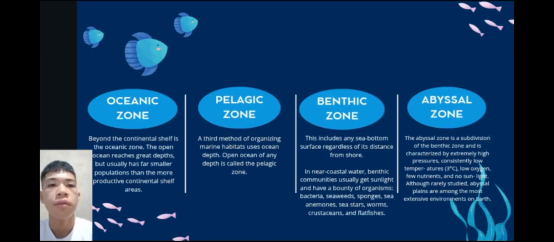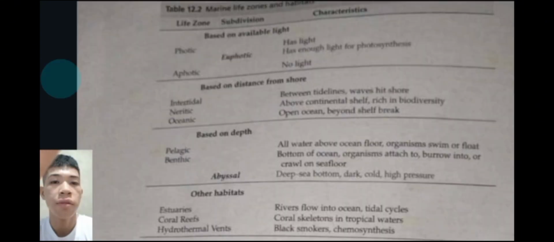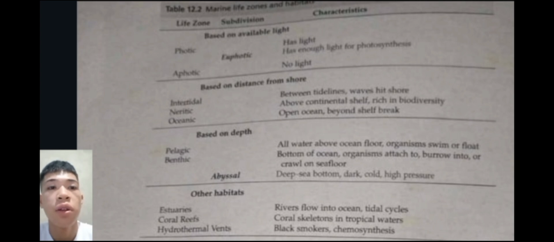So let's proceed. Oceanic zone, pelagic zone, benthic zone, and abyssal zone. The pelagic and benthic zones are based on depth. The oceanic zone is an exception, because the oceanic zone is what I mentioned in the characteristics. It's based on the distance from shore, so it's not part of the basin depth. Only the pelagic, benthic, and abyssal are.